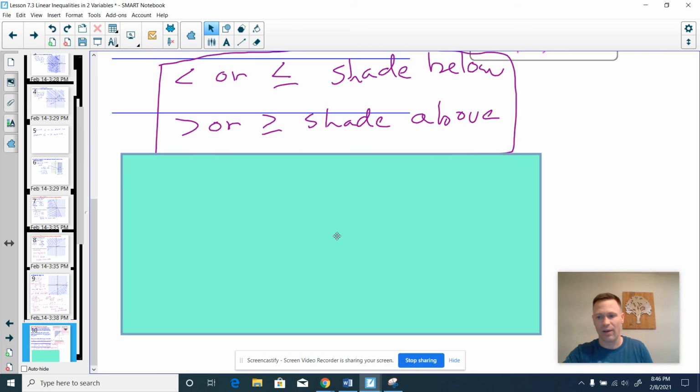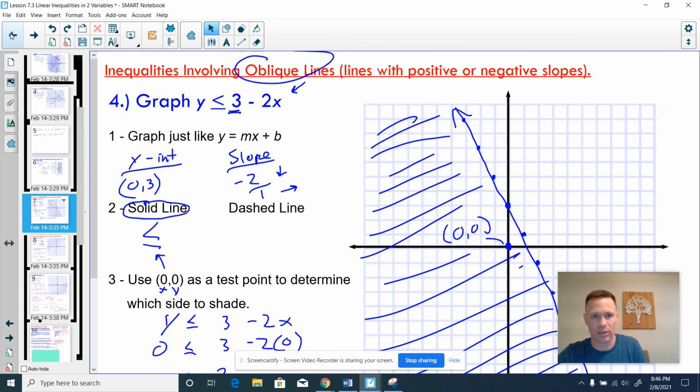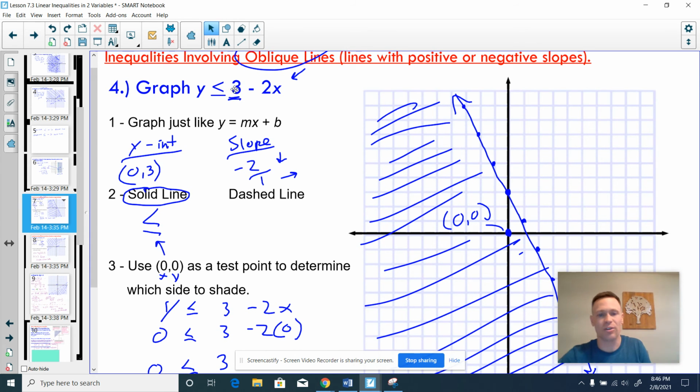So let's go back to our other graphs and just see if that actually works, right? So let's look at the first one we did, okay? This was y is less than or equal to 3 minus 2x. It was in slope-intercept form.